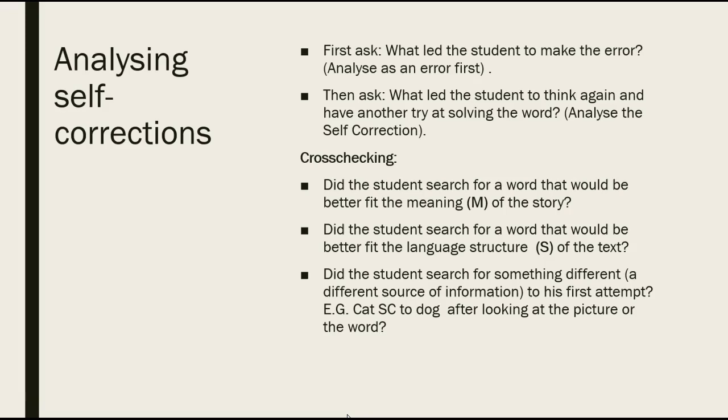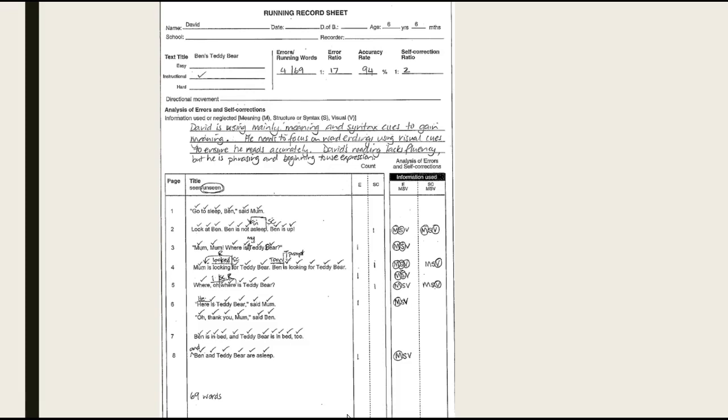These are the same approaches, the same questions, the same thinking that you need to do for the children for whom you're going to write a profile in assignment 2. Here's an analysed version of the running record for Ben's teddy bear, read by David. How does yours compare? Where do you think you might go next?